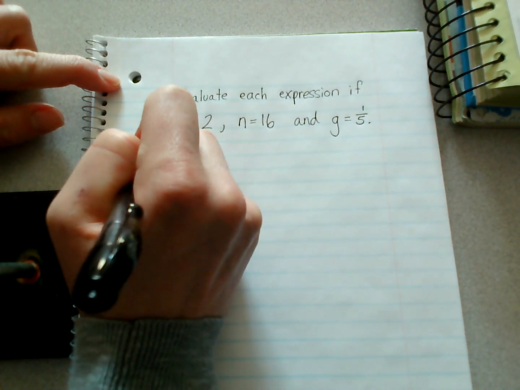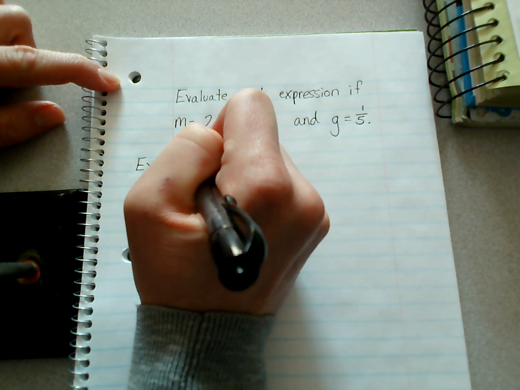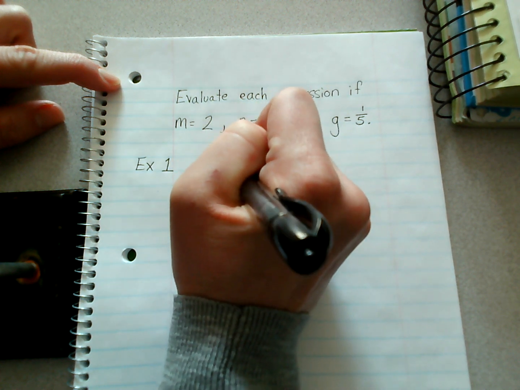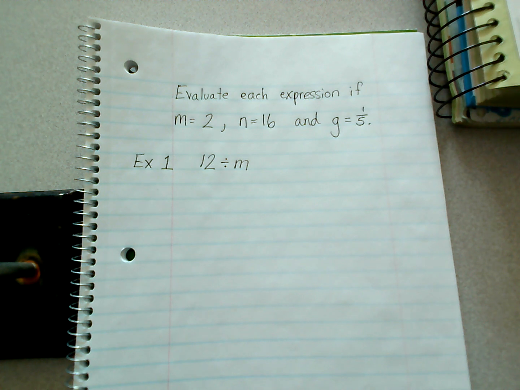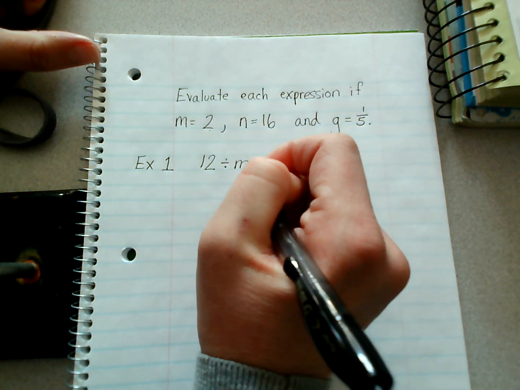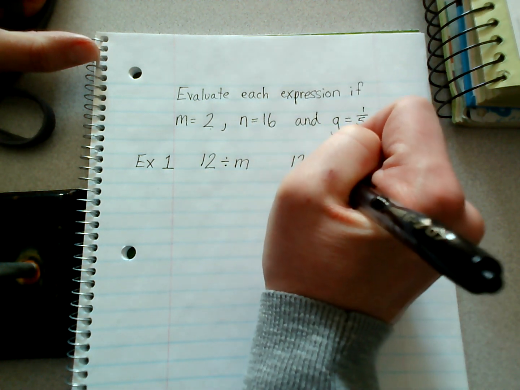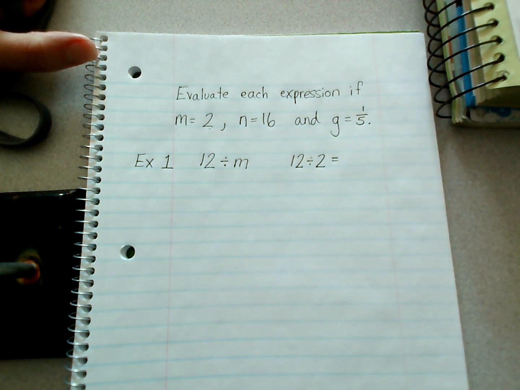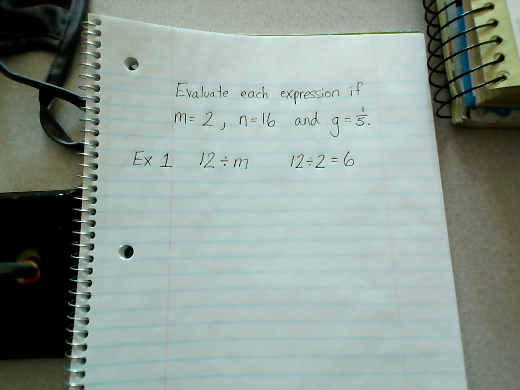So let's do example number 1. Let's say that I have 12 divided by m. If I have 12 divided by m, I have to put the number 2 in for the variable. So here I would have 12 divided by 2. 12 divided by 2 would equal 6.